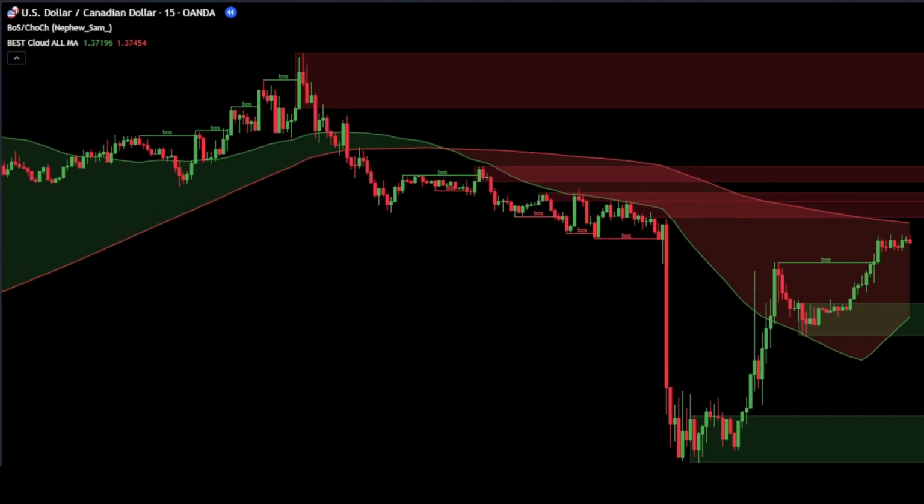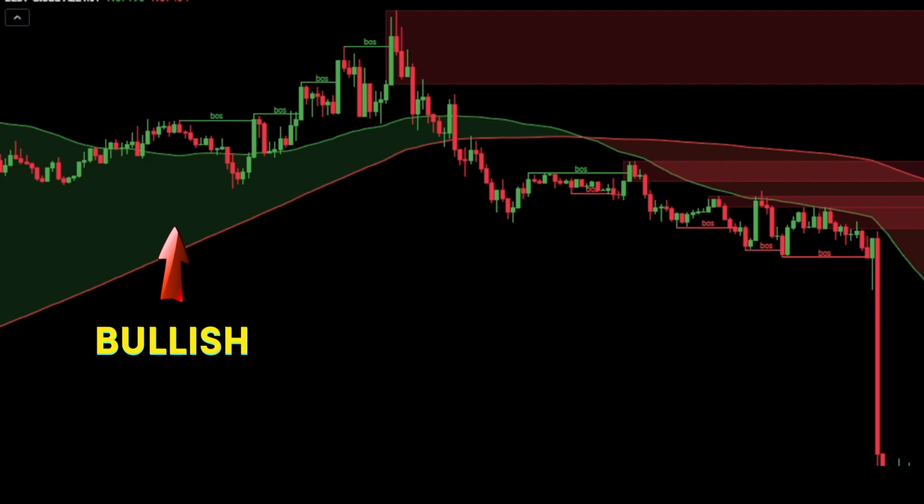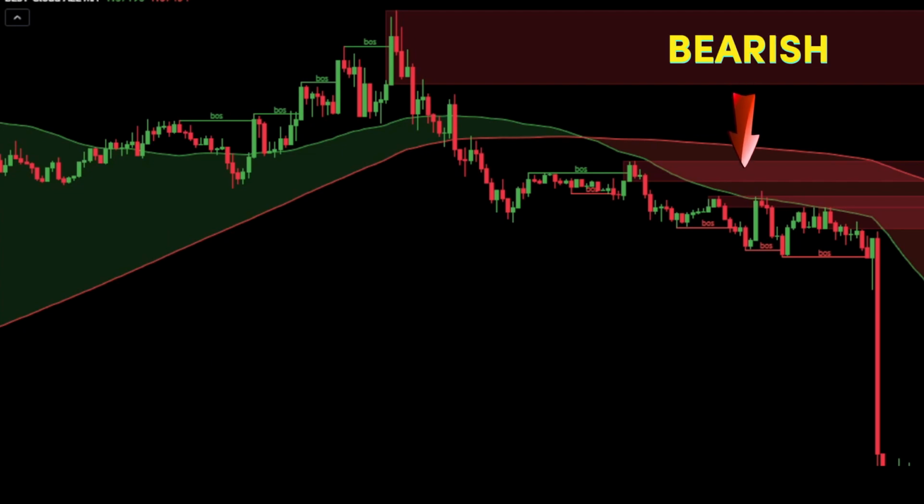This Best Cloud All MA indicator will be used as a trend guide in the market. When the Best Cloud All MA indicator is green, it indicates a bullish trend. In this position, your main focus is to find the best points to place buy orders. On the other hand, if the Best Cloud All MA indicator is red, it indicates a bearish trend. In this position, your main focus is to find the best points to place sell orders.